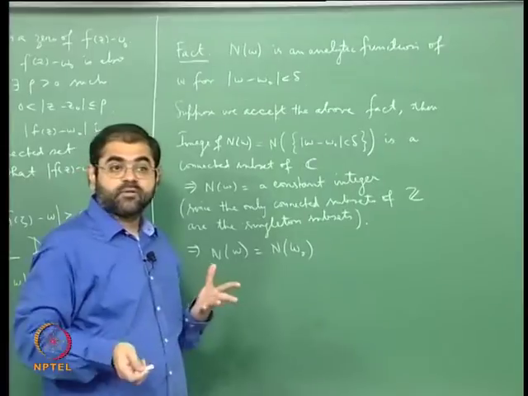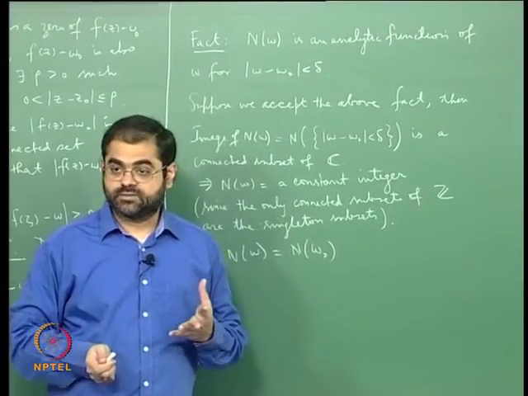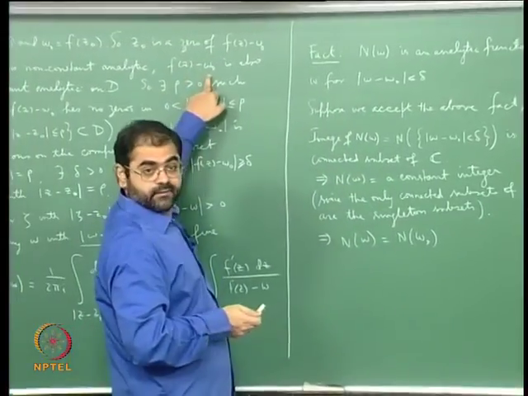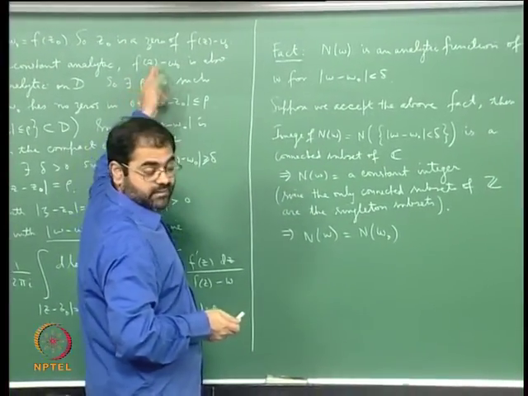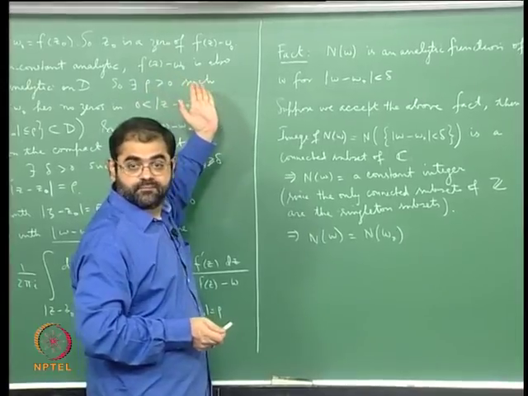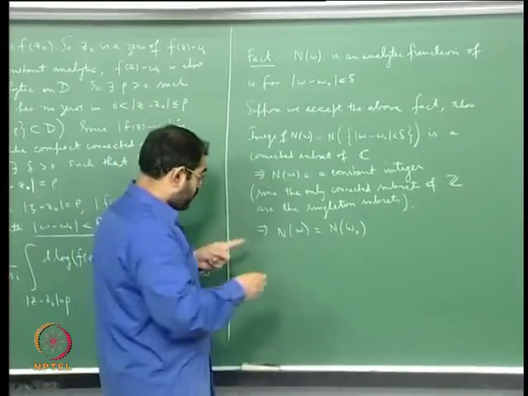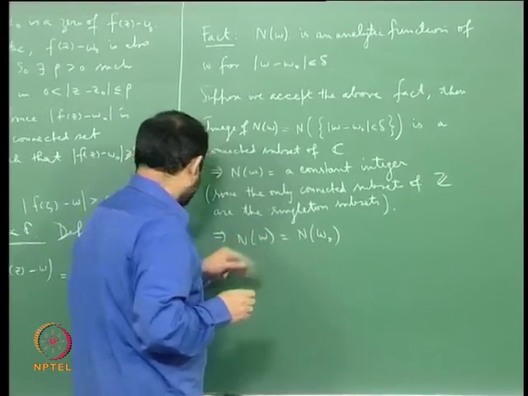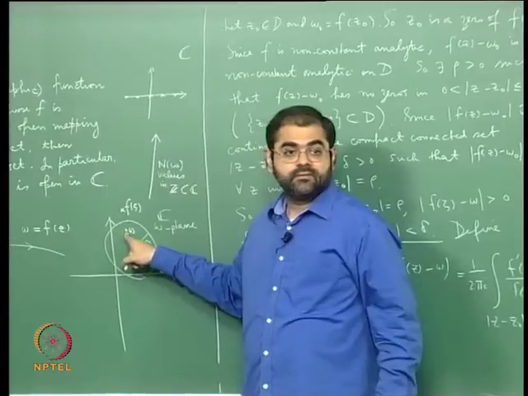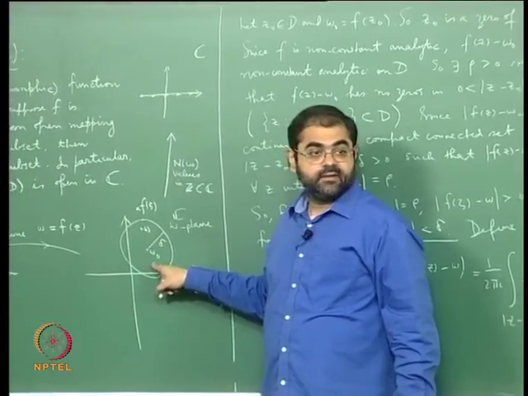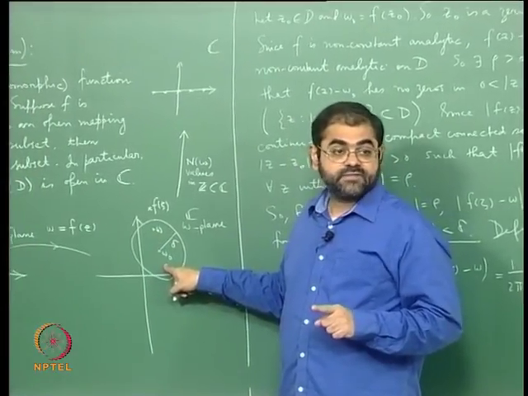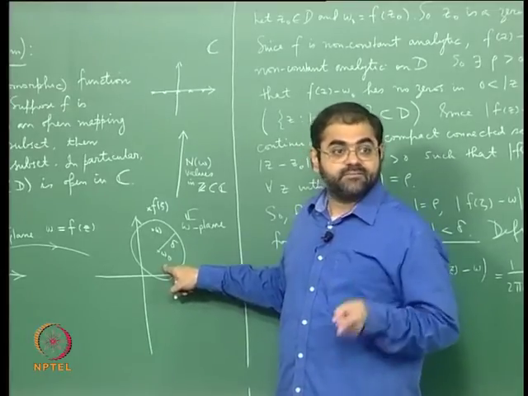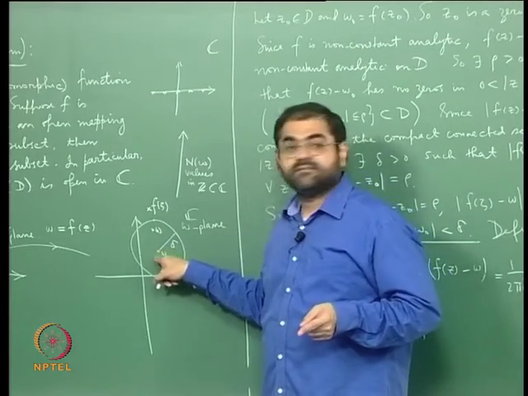N of w naught is the number of times the function f of z takes the value w naught, which is the same as the number of zeros of f of z minus w naught. So what does this tell you? This tells you that for every value w in this disk, the function f of z does take that value, and it takes it as many times as it takes the value w naught.